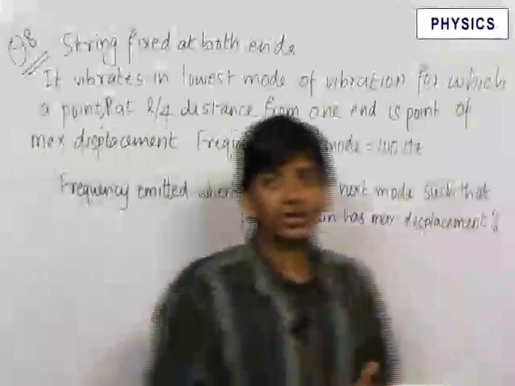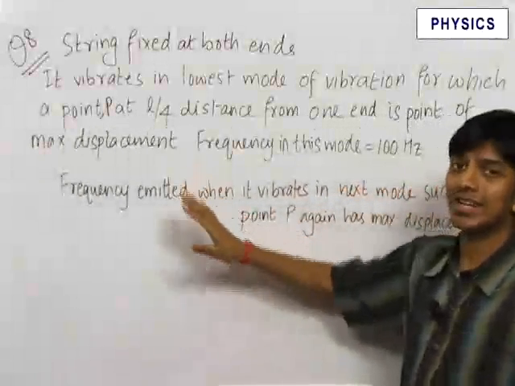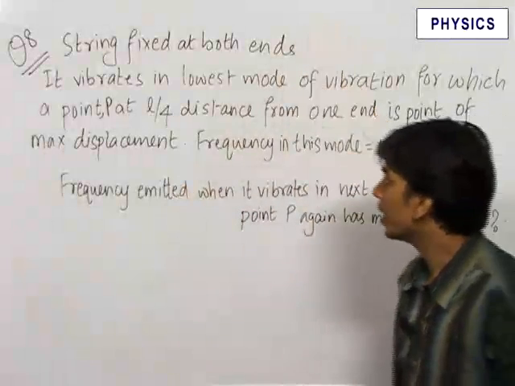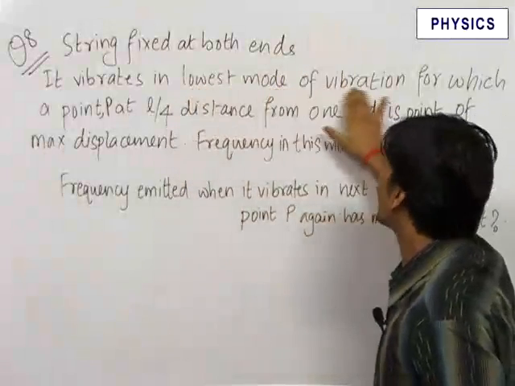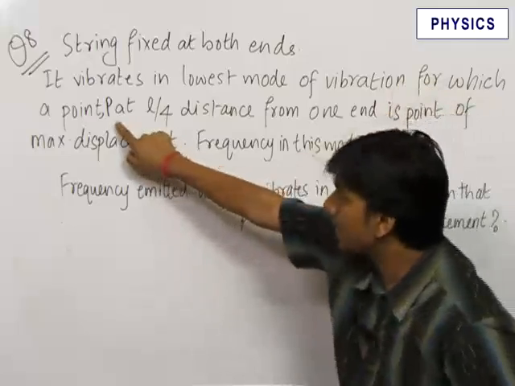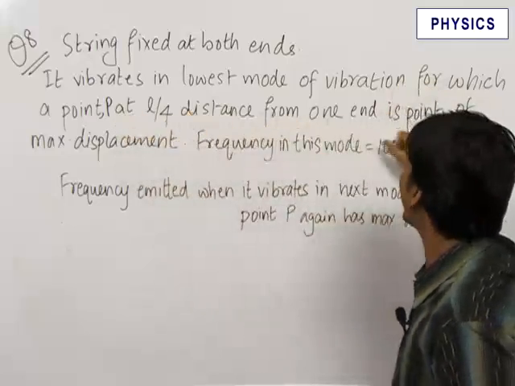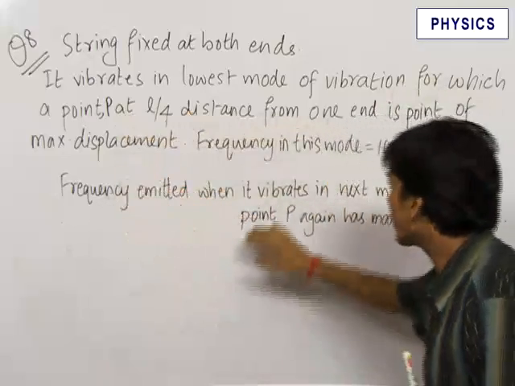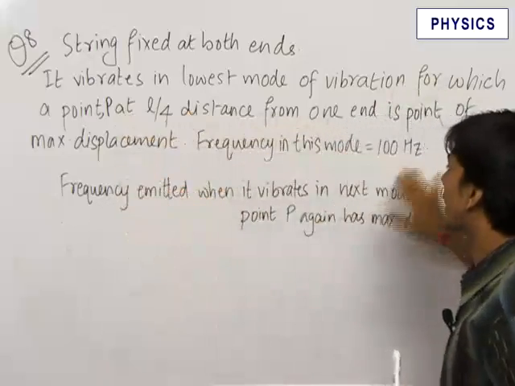The eighth question that we have is a very interesting and a very important question. We have a string fixed at both ends. It vibrates in the lowest mode of vibration, for which a point P at L by 4 distance from one end is a point of maximum displacement, that is, it is an antinode. Now the frequency in this mode is equal to 100 Hz.